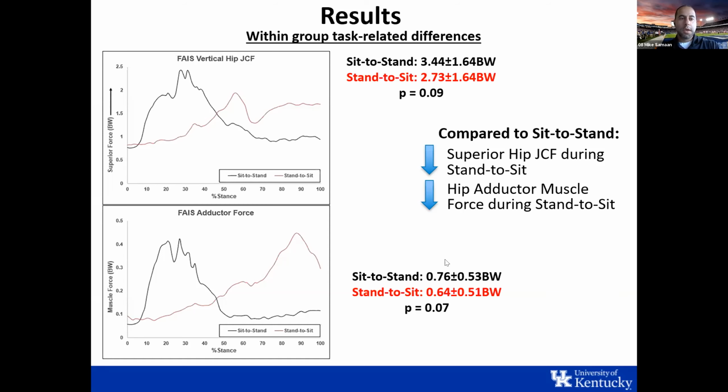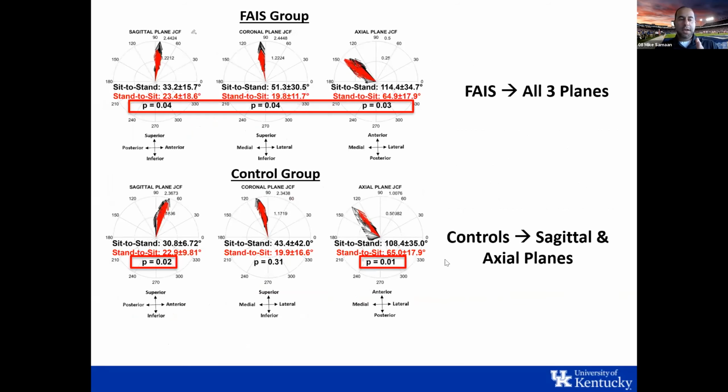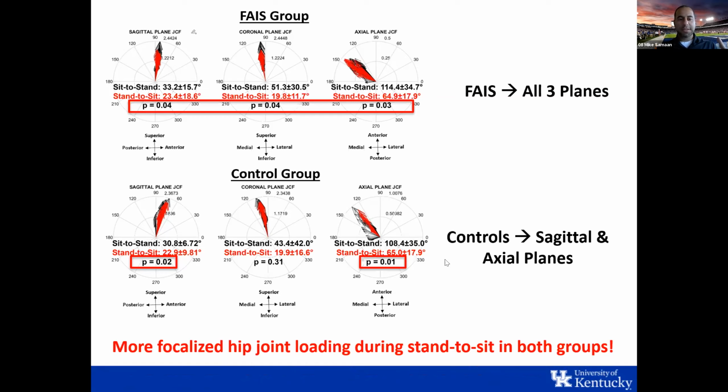So when we dive a little bit deeper into the contact force parameters, what we see is that the FAIS group showed a smaller distribution of the hip joint contact force during the stand to sit task as compared to the sit to stand task. We see something similar in the control group, except in the control group, we only see it in the sagittal plane and the axial plane. So basically, during the stand to sit task in both groups, we can start to hypothesize a more focalized hip joint loading pattern.